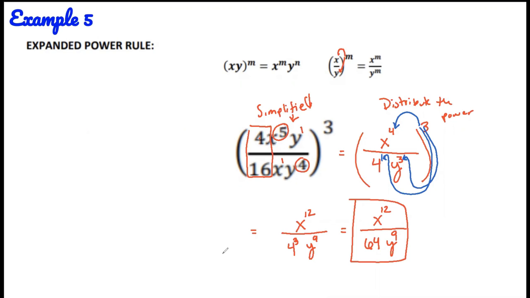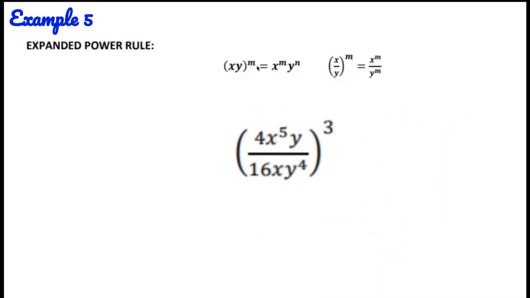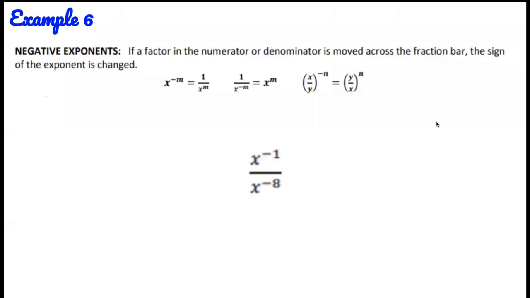Okay, now I'm going to address the negative exponents. Let me go on to the last one. Number 6, negative exponents. So it says right here, if you factor a numerator or a denominator and it's moved across the fraction bar, the exponents can be changed. So the signs of the exponents can change.